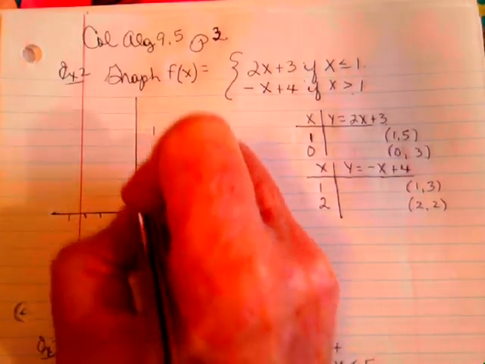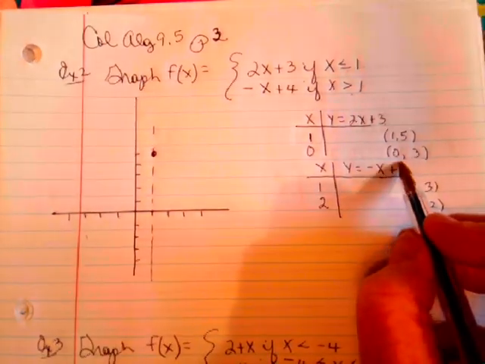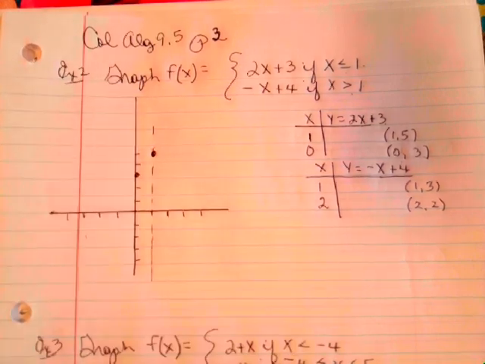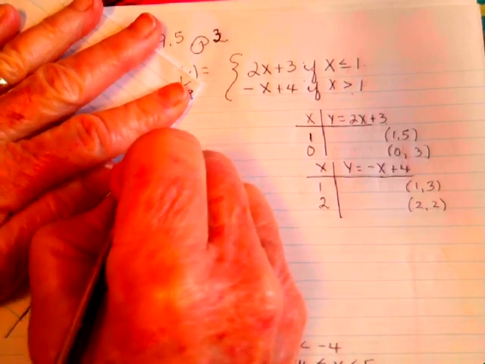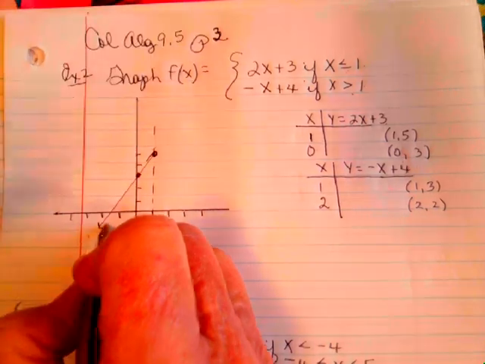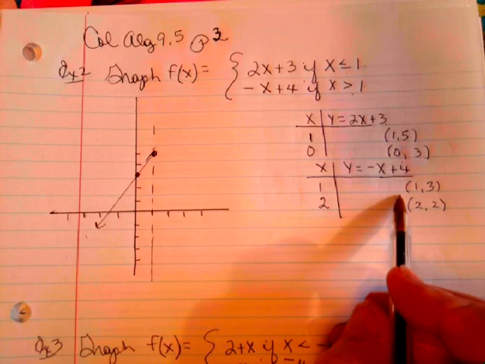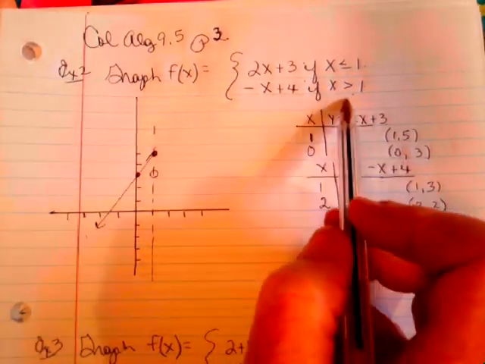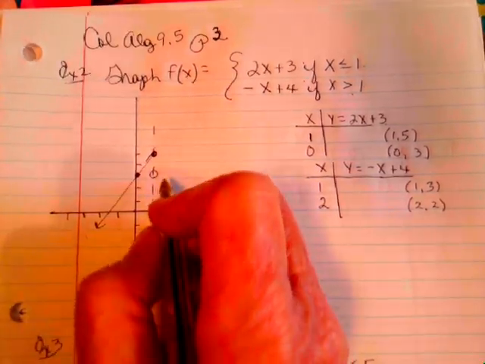1, 5: over 1 and up 5. I use a solid dot. 0, 3: go up 3. Put any kind of dot that you want, because you're just using that. Draw your line through. You draw that line, make it stop at that boundary. Table 2. Go over 1 and up 3. I know I'm going to put an open circle because this inequality symbol doesn't have a bar under it. Over 2, up 2, right here.